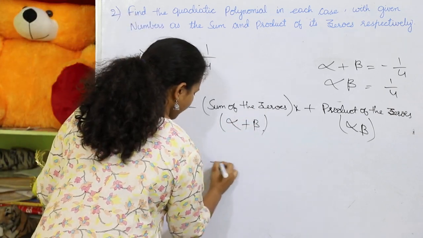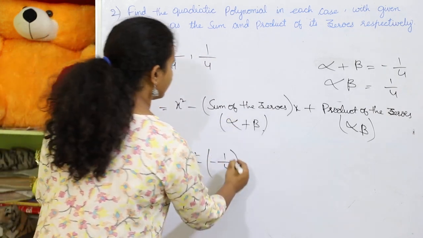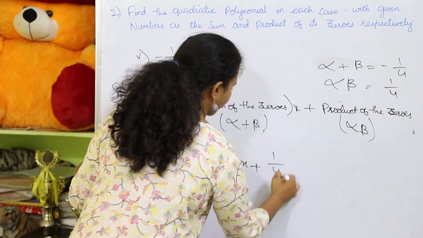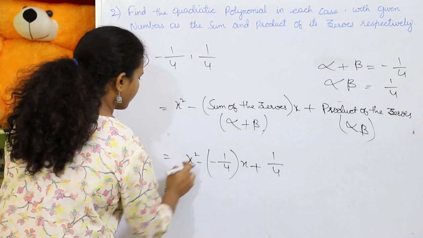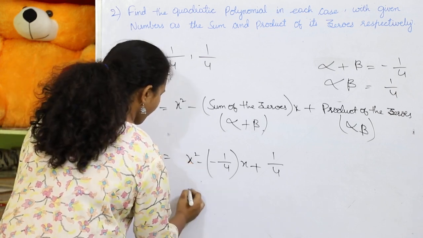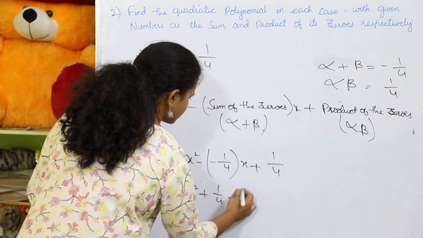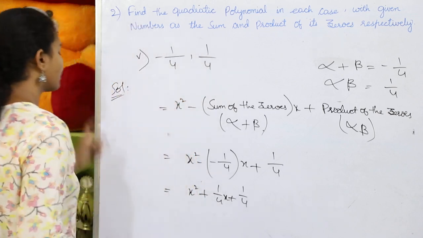Minus 1 by 4. Minus of minus 1 by 4, right? Next, into x as it is, plus. Product of the zeros value is what? 1 by 4. Clear? Now then you go for the next step. Here you have x square minus into minus, plus 1 by 4, into x as it is, plus 1 by 4. So plus 1 by 4x plus 1 by 4.